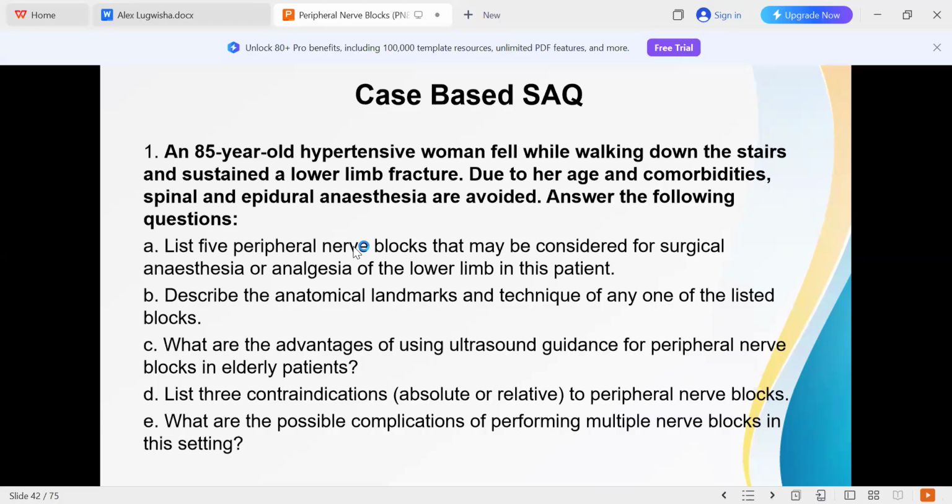What are the advantages of using ultrasound guidance for peripheral nerve blocks in elderly patients? List 3 contraindications to peripheral nerve blocks, and what are the possible complications of performing multiple nerve blocks in this setting? So let's just answer only question A. What are the 5 peripheral blocks that you can consider for this patient because you are avoiding spinal and epidural? Anyone, quickly?